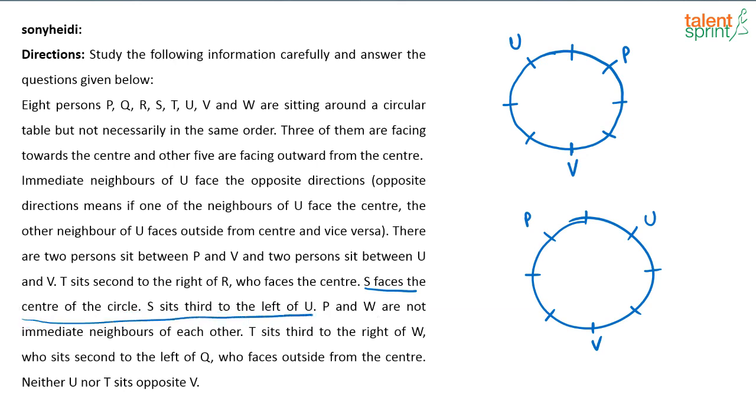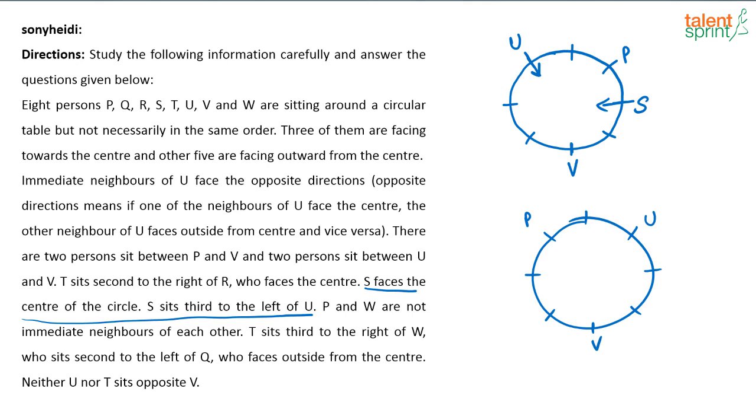So how will I place that? See, if this is the case, if S is sitting third to the left of U, 1, 2, 3, S can come here, but S is not here because already V is here. So S is third to the left of U means S has to be 1, 2, 3. This has to be S. And if this direction has to be the left of U, then that means that U is facing inwards, right? In this case, S is third to the left of U, and it is also given S is facing the center. So now here I have already found out 2 people who are facing the center.